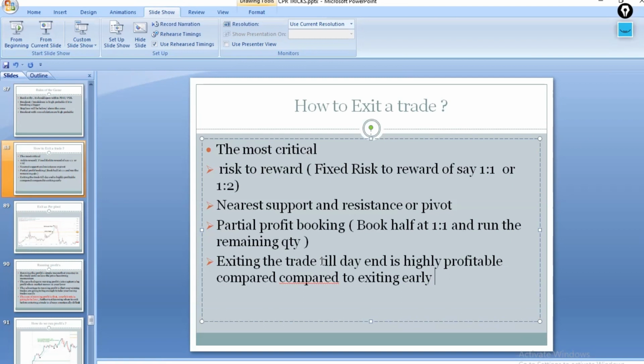Also, one thing which this particular system, where you're exiting the trade at day end, also adds is that, let's say you're a working professional. You've exited something at 1:1, the next trade, you don't even have to watch the screen. You're going to keep it open till day end. And this is what I do.